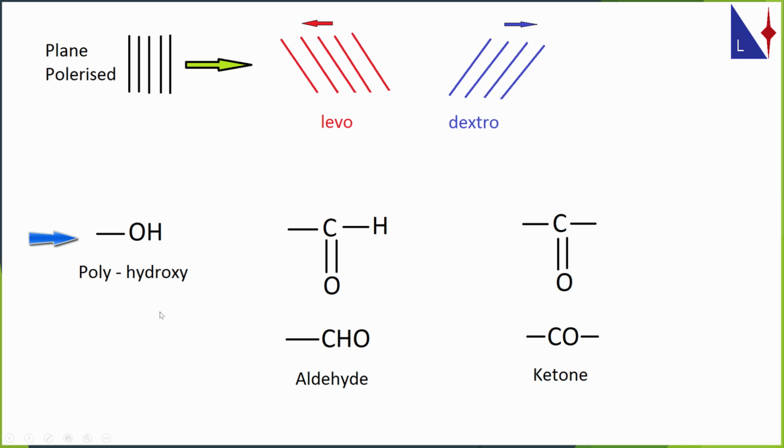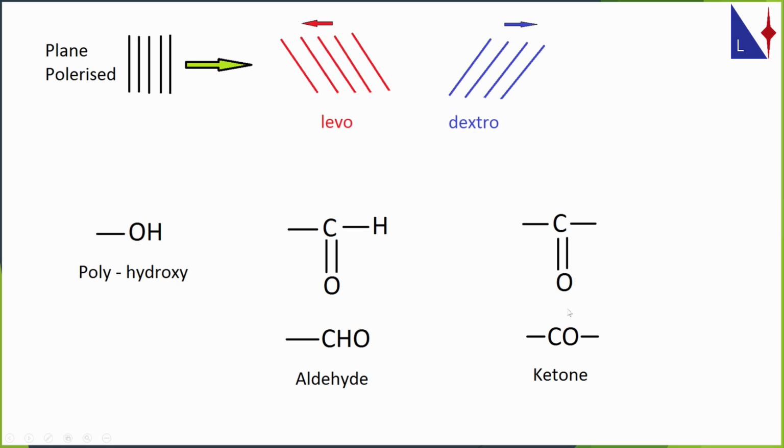Now the meaning of polyhydroxy is presence of this group. This is the hydroxyl group. The carbohydrates will have many such hydroxyl groups, and it will have an aldehyde group or a ketone group. So this is an aldehyde group and this is a ketone group. So it can have any of these, either this or this.